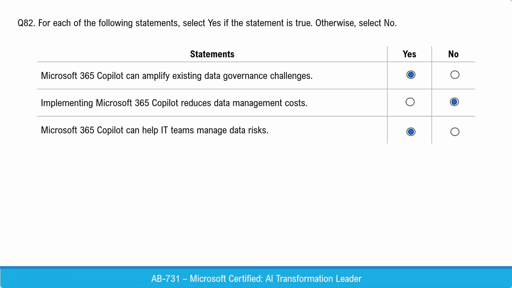Statement 1 says Microsoft 365 Copilot can amplify existing data governance challenges. Well, this is correct. Microsoft 365 Copilot can amplify existing data governance challenges because Copilot uses Microsoft Graph to access organizational data. Any issues like over-permissioned access or poor data classification become more visible. If governance is weak, Copilot can unintentionally expose more information.